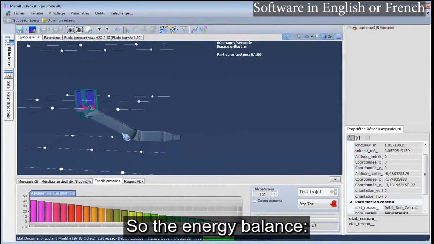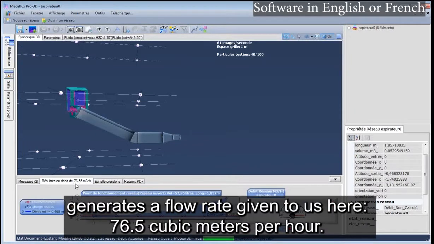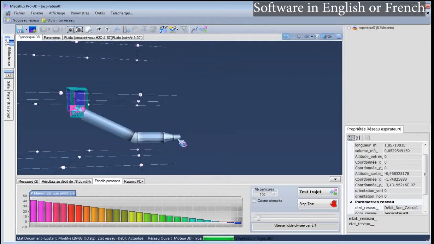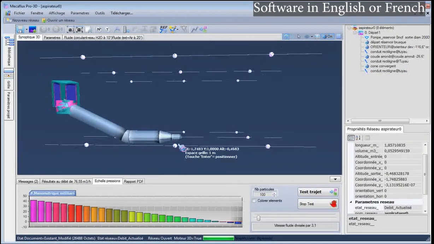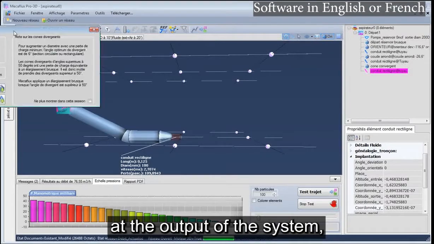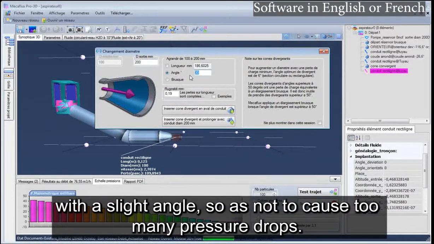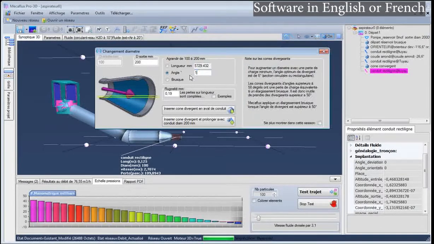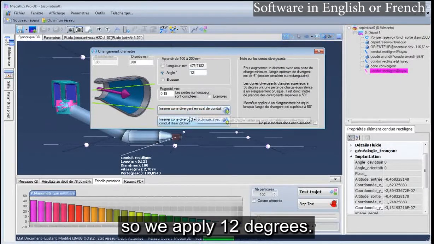So the energy balance, head loss and output kinetic energy generates a flow rate given to us here, 76.5 cubic meters per hour. We are now going to simply insert an enlargement at the output of the system with a slight angle, so as not to cause too many pressure drops. We know that for diffusers, 12 degrees is the best compromise. So we apply 12 degrees.